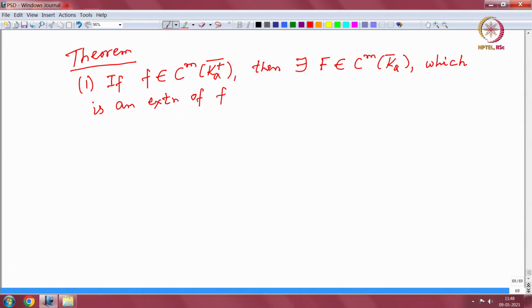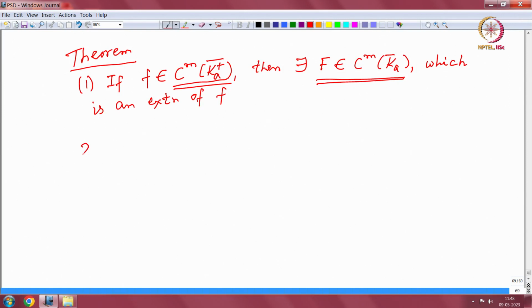Okay. So, in the process we will also make some estimates. So, that is in the same class. If the given f is in the class C^m, then the extension is also in the same class.